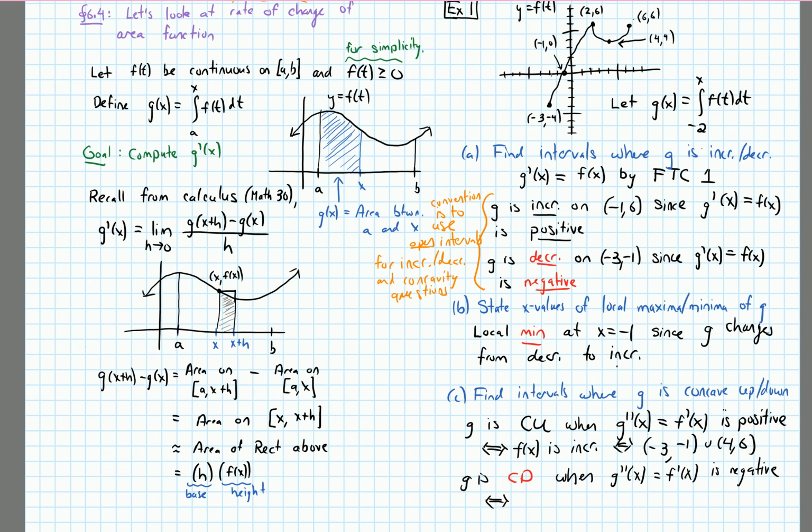Okay, so that happens when f prime is negative. And f prime being negative means that f of x is decreasing. And I can see when that happens by looking at my graph. By looking at my graph, f is decreasing on the interval from 2 to 4. And that would be my answer. That is when g is concave down, and this was the interval where g was concave up.